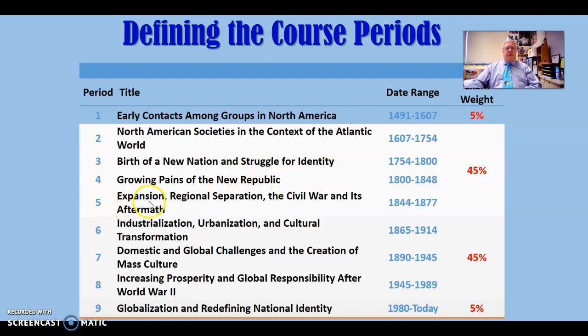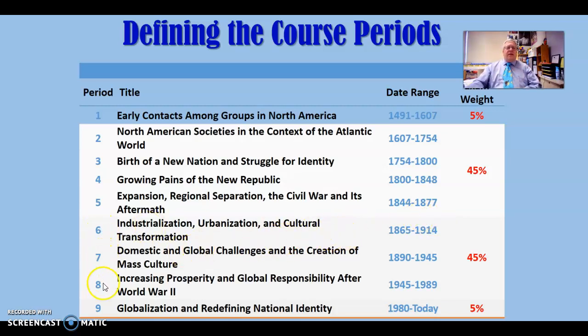And then time period 5, we have expansion, regional separation, the Civil War and its aftermath. This is going to be the rest of the time period from 1844 to 77 that is going to cover the pre-Civil War era, okay, to the post-Civil War era into Reconstruction. Not everything, because there's going to be a lot of overlap here. As you see, a lot of these dates somewhat overlap, and that's because they're addressing slightly different topics and emphasis in those different ones.